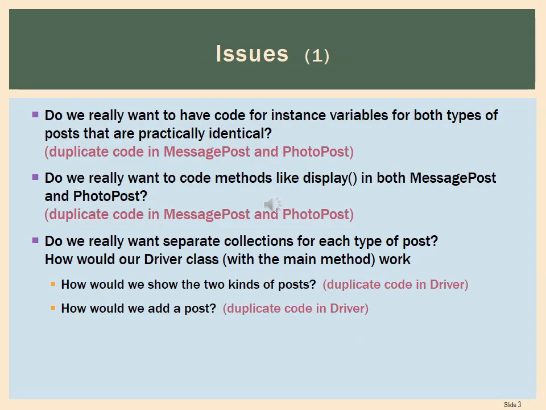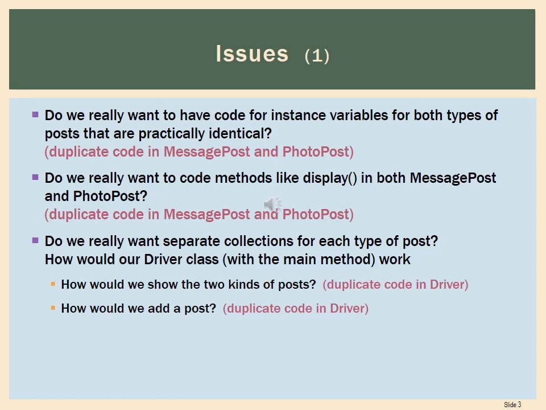So what is the price for all this duplication? Well, the price is duplicate code. We're going to have to declare and initialize our instance variables between the message post and the photo post, and they're identical. So we'll be doing the declarations and the initializations in both classes. That's duplicate code. Even worse, we have methods. The methods are going to help us do certain things like display. And the display method is going to have to be written again twice, once in message post and once in photo post. Do we really want to duplicate all this code?